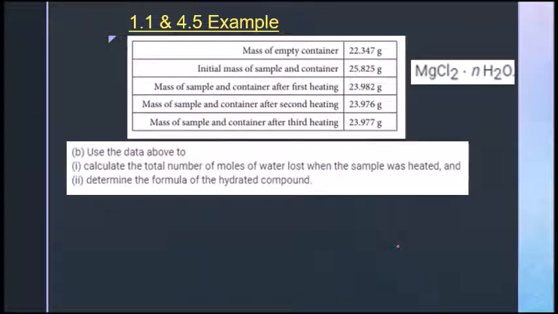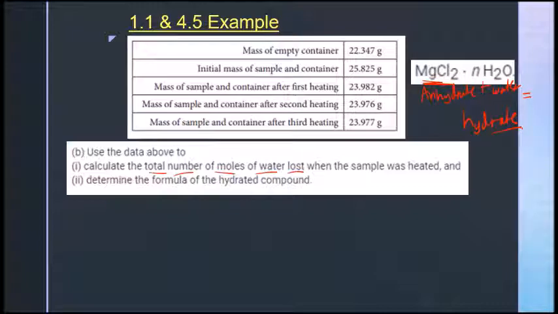On to part B. Use the data above to calculate the total number of moles of water lost when the sample is heated. And then part 2, which we'll get to in a minute, is determine the formula of the hydrated compound. Now, 2 components. We have our anhydrate here and the water part.